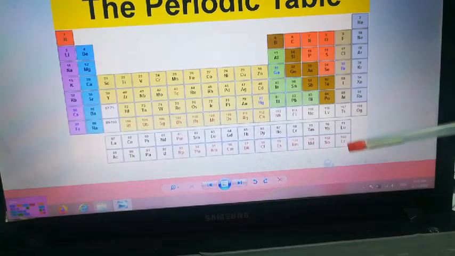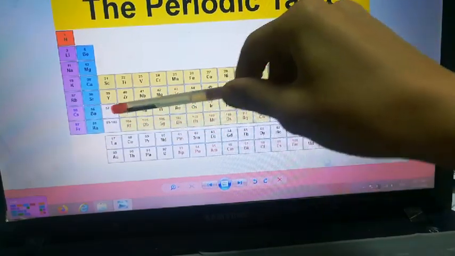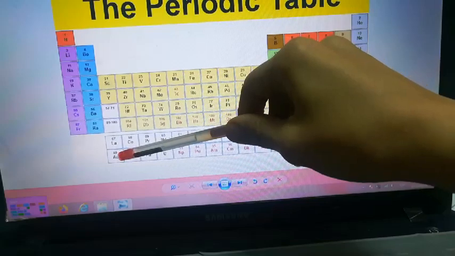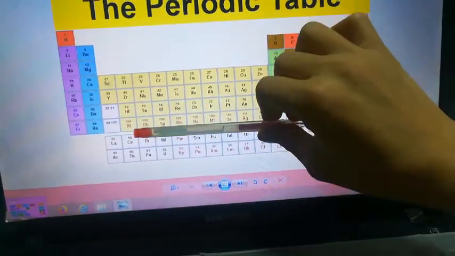We cannot count these 2 lines. These are the lanthanides and actinides, which are related to period 6, lanthanides, and period 7, actinides. So they are not new lines or new periods in our periodic table. Actually, they are related to periods 6 and 7.